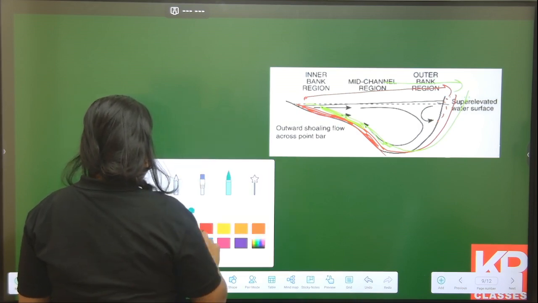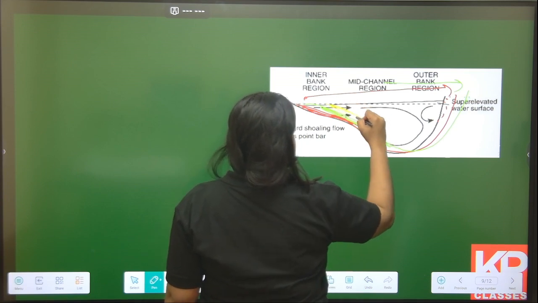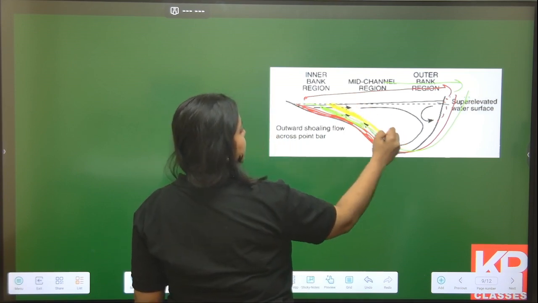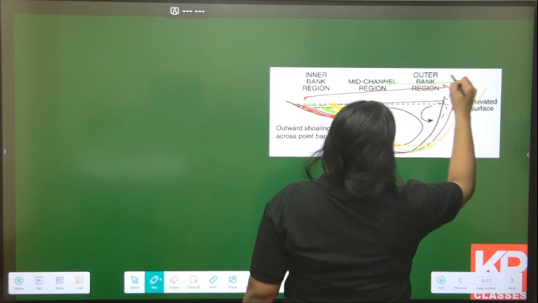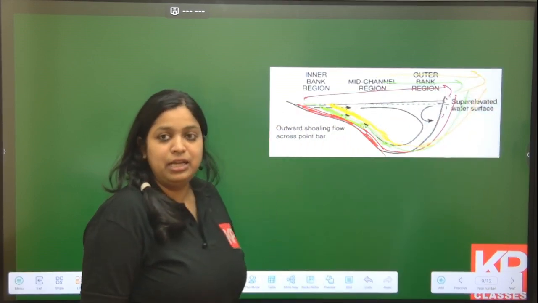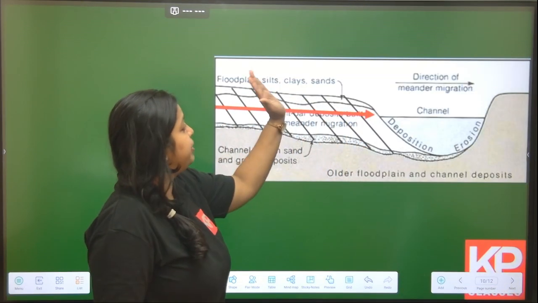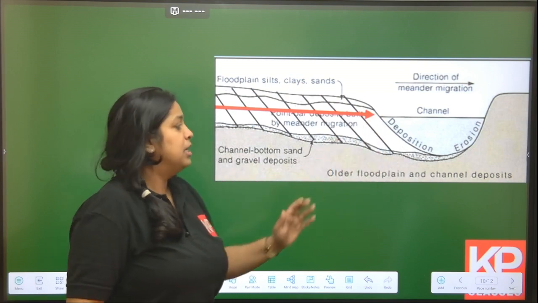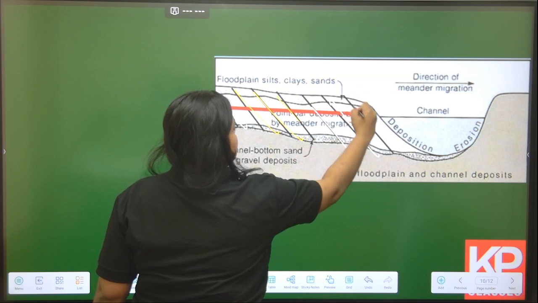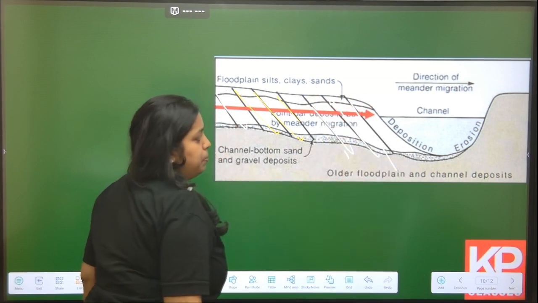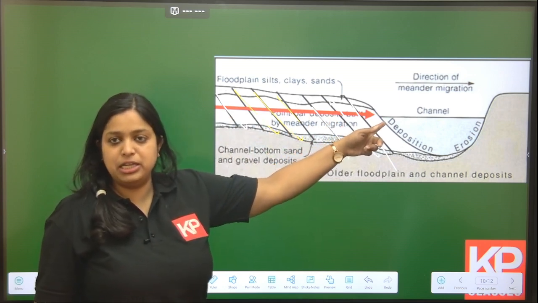So in this way, with further erosion and further deposition happening, point bar formation happens in the inner bank, and the erosion that happens in the outer bank causes migration of the channel. The migration of the channel will always be in the direction of dip of the point bars. You can see these are all previous point bars that are present. All these point bars are dipping towards the direction of channel migration.